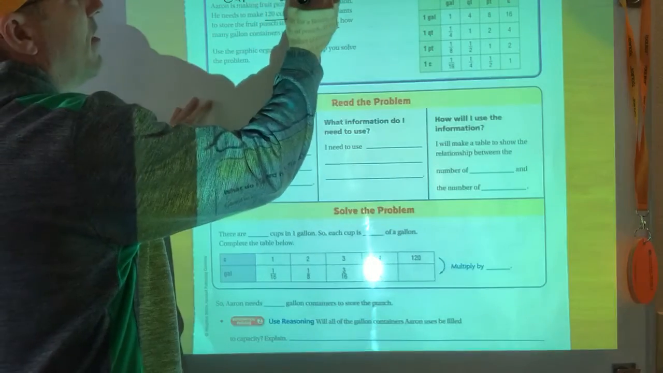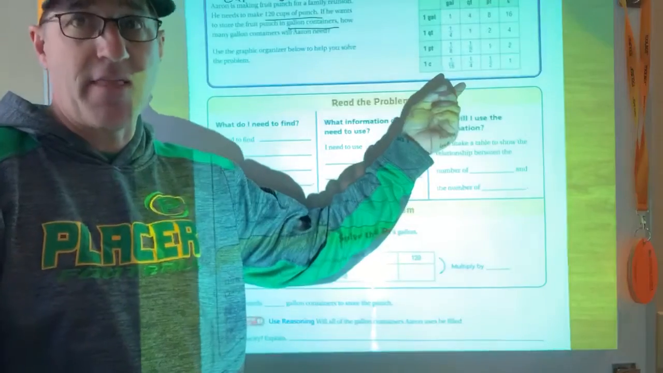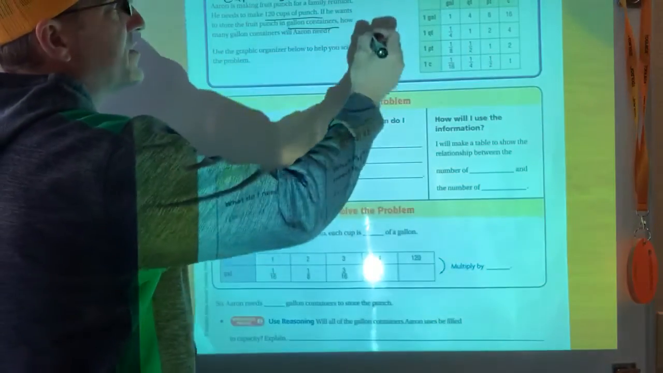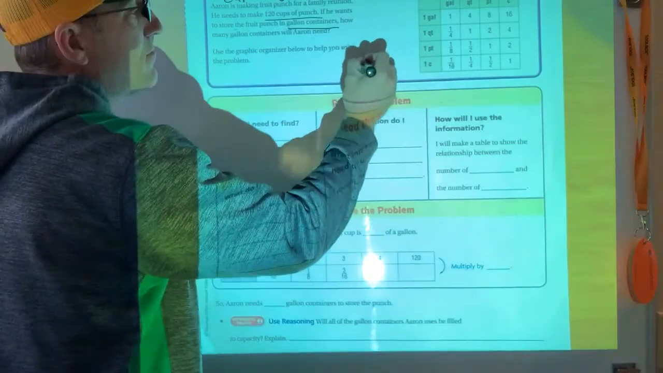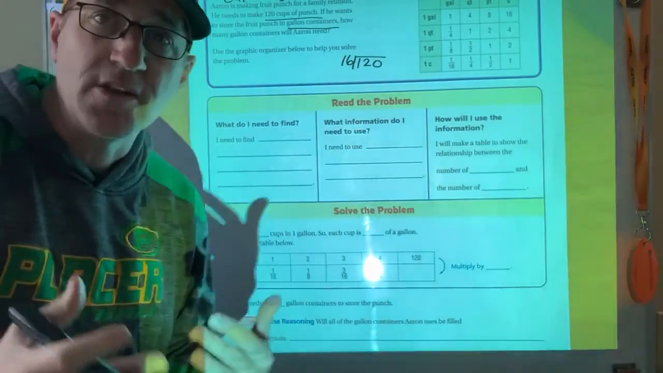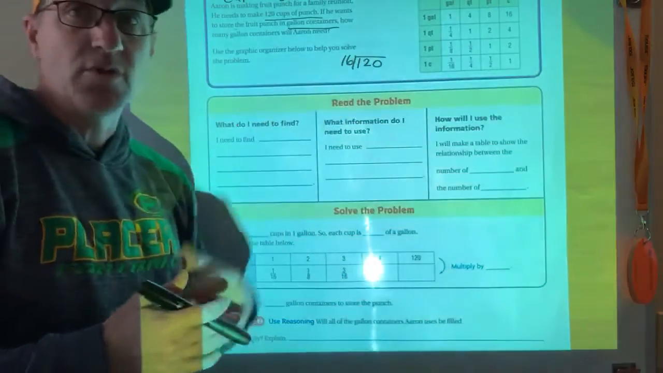Over here, if I go from cups to gallons, it's 1/16. And if it's a fraction, I divide by that, right? So I'm going to divide by 16. What I would end up doing is taking 120 and dividing that by 16. Will 16 go into 12? It won't, so I've got to guess and check how many 16s will go into 120.